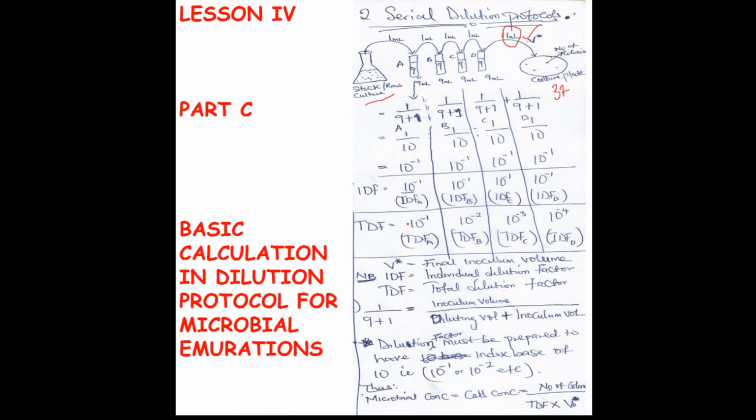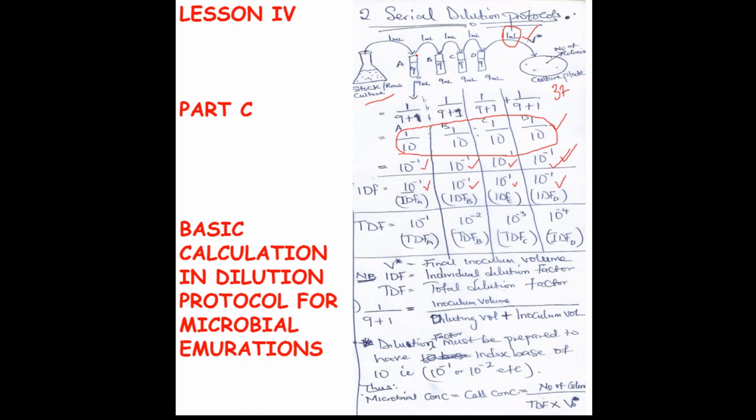Having said that, let's move into the main business of the day. The essence is for you to have a dilution factor of 1/10, 1/10, 1/10. That is at the fractional level. When you change it to standard form, this fractional 1/10 will result in 10 raised to the power minus 1, for each tube. What this means is that the individual dilution factor, that is IDF, for test tube A, IDF A is equal to 10 raised to the power minus 1. For B it is the same thing. For C it is the same thing. For D it is the same thing.